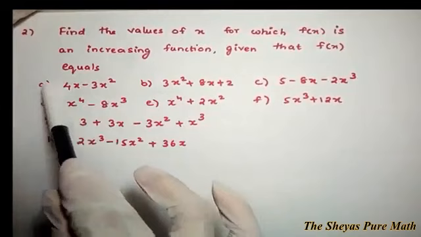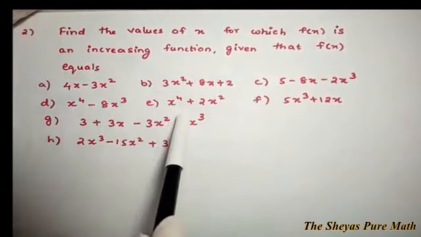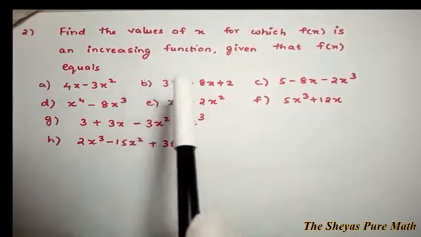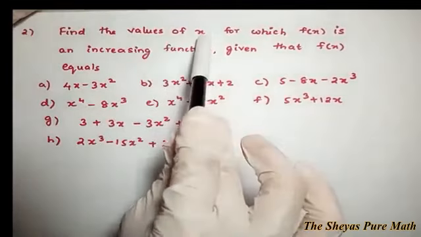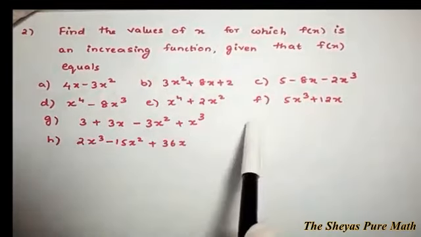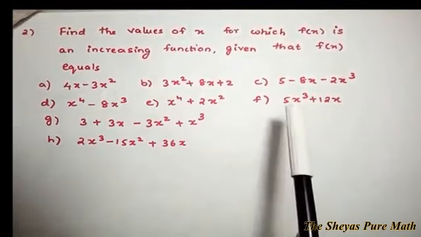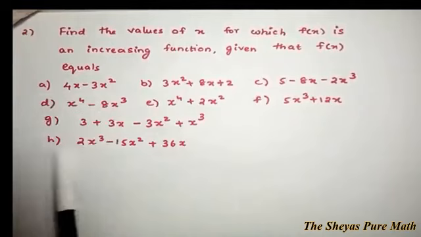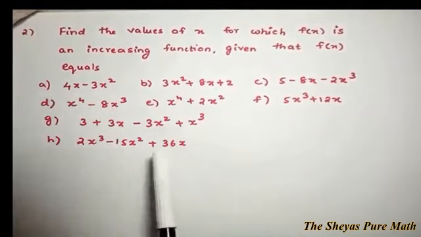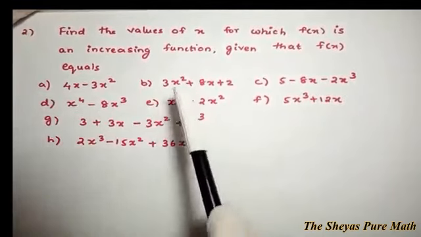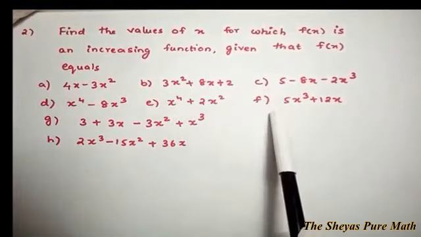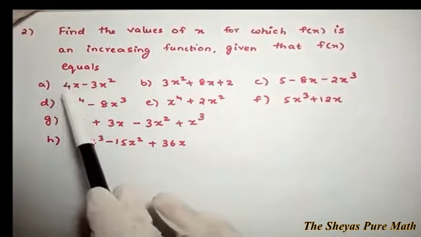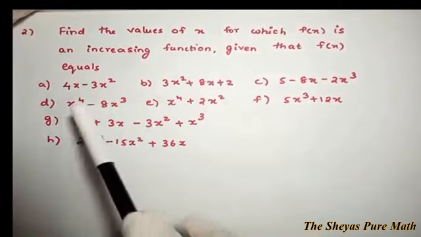So once again I repeat, these are increasing functions, and what we have to find? We have to find for what values of x these functions are increasing. So in these problems I will solve A, D, G, H here, and you can try B, C, E, F. So B and C is similar to A and E and F are similar to D.